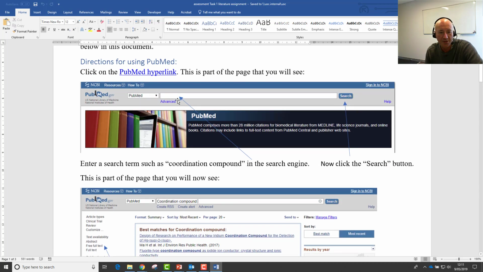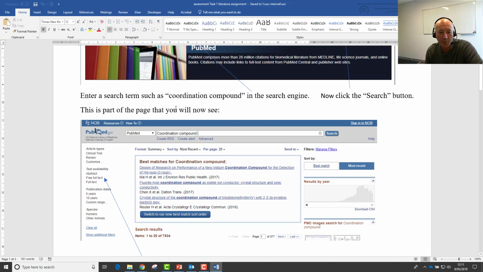You enter your search term in there as per the instructions, and you will get a bunch of hits that come up, something like that, for example. Over on the left-hand side, there's a button or some text that says free full text. That means if you click that, the search results will only give you papers that you can immediately click and look at the full text of. So there's no mucking around going on here.